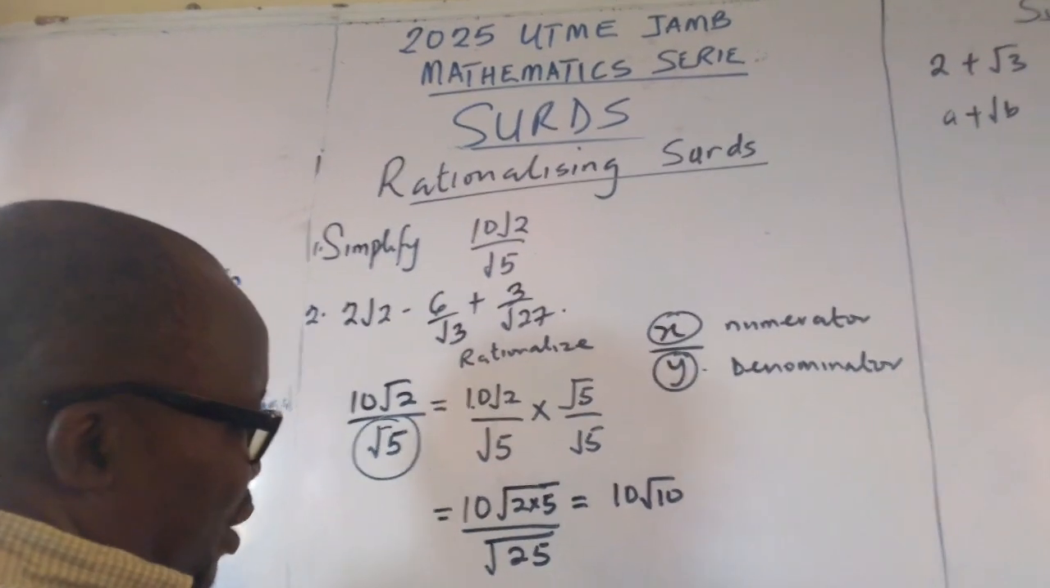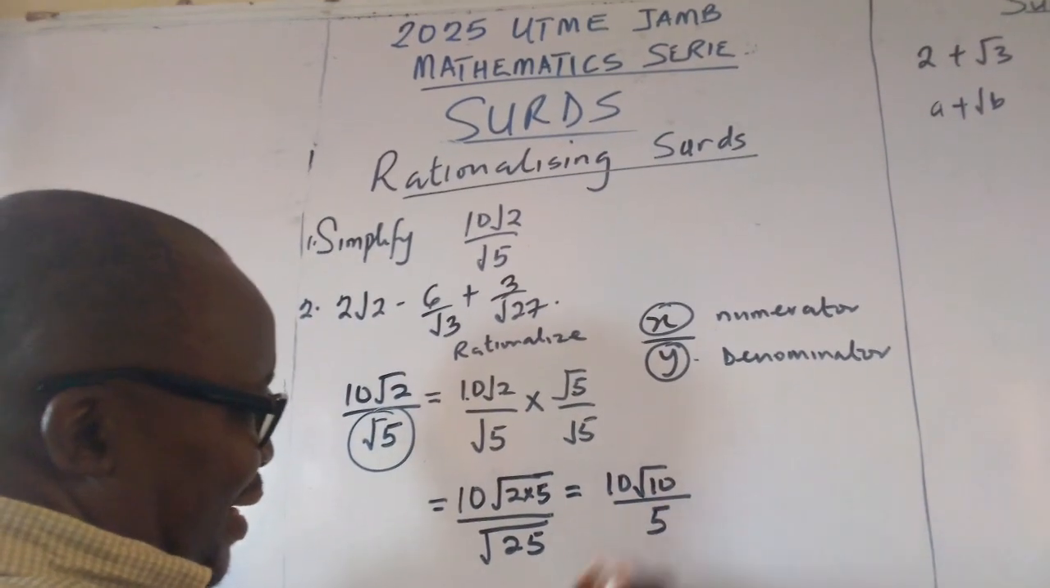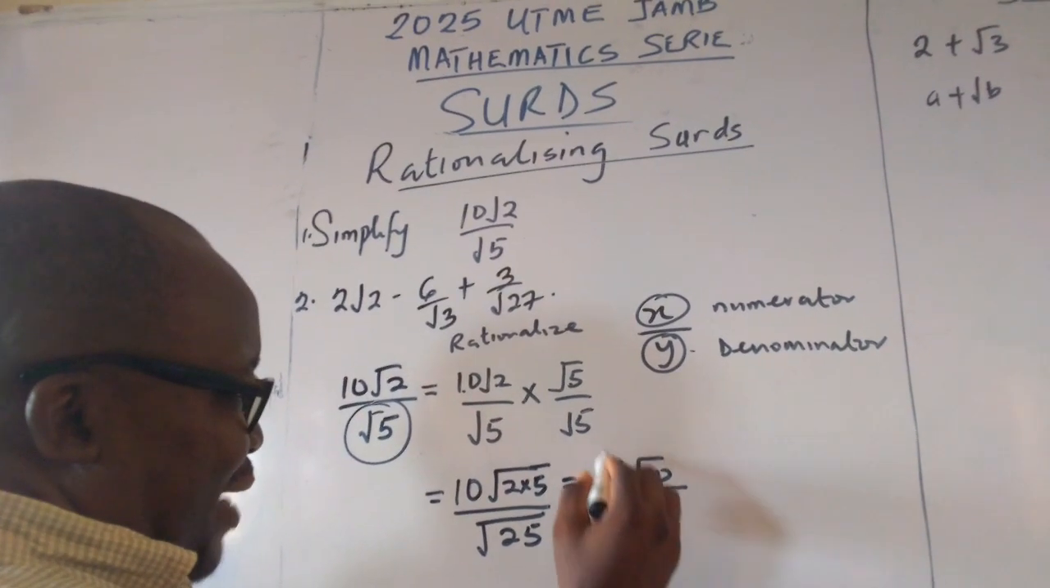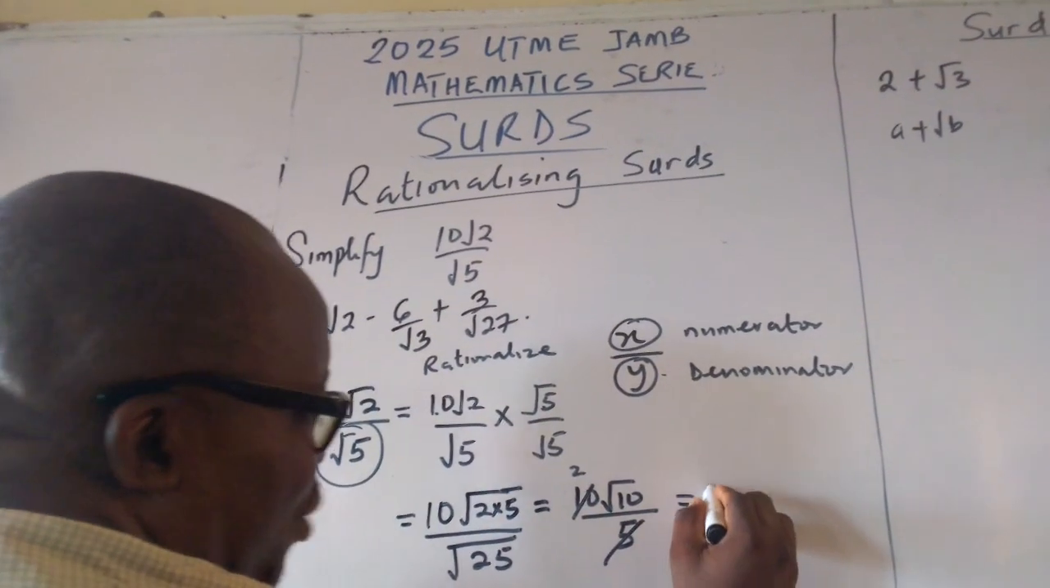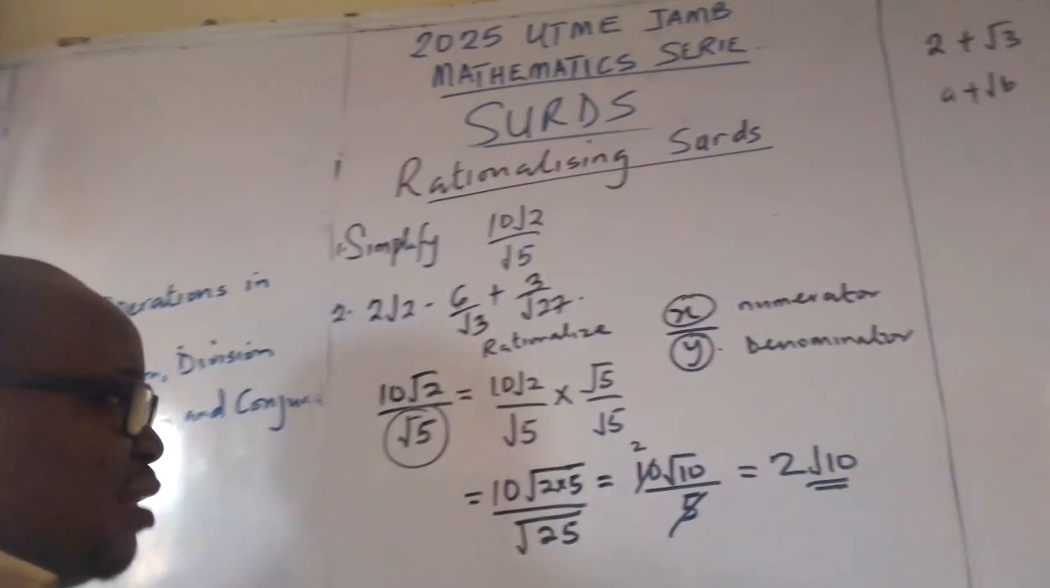And what is the square root of 25? That gives me 5. Is that taken? 5 can go into 10, so my answer becomes 2 root 10. This is my final answer.